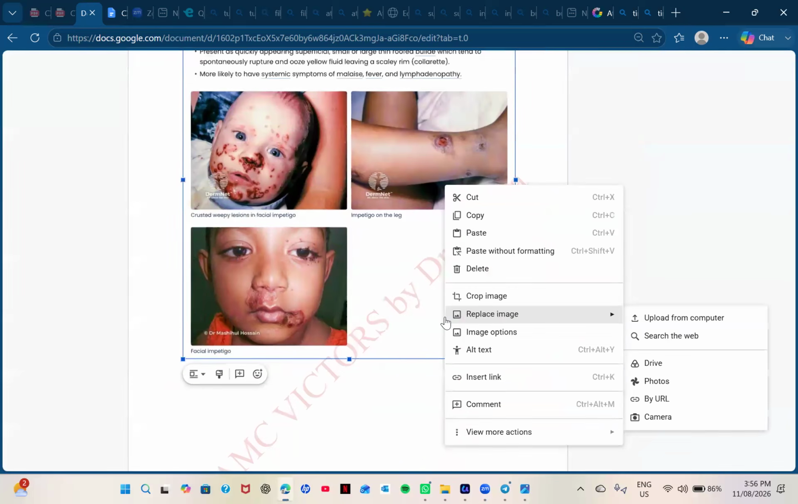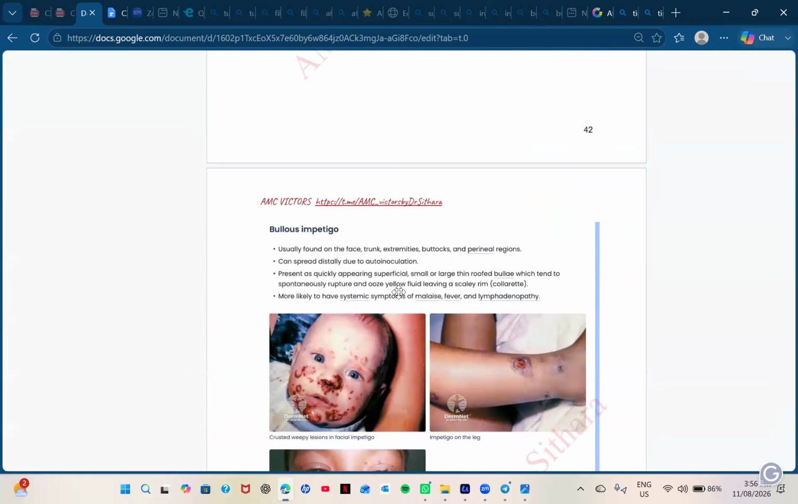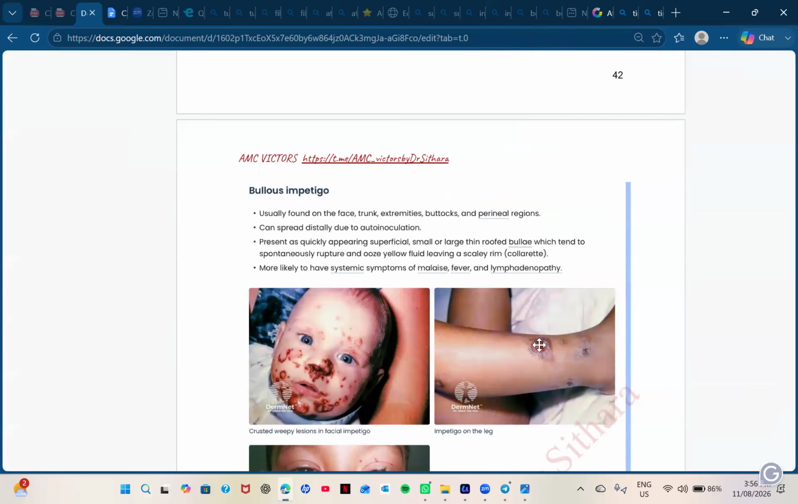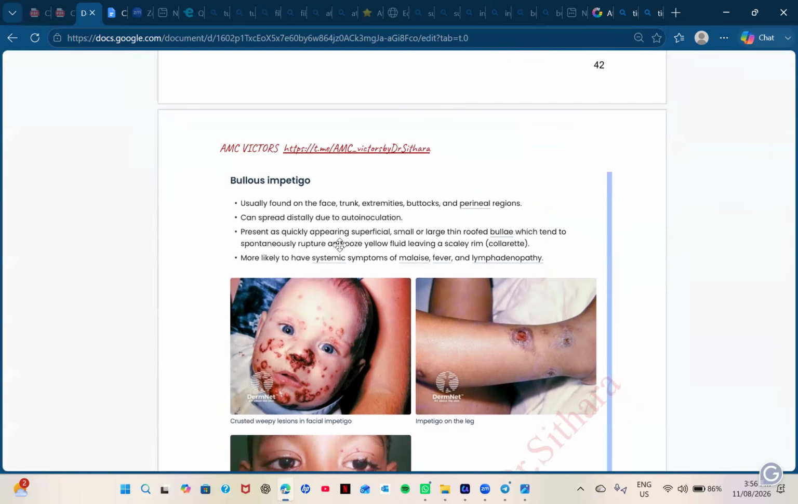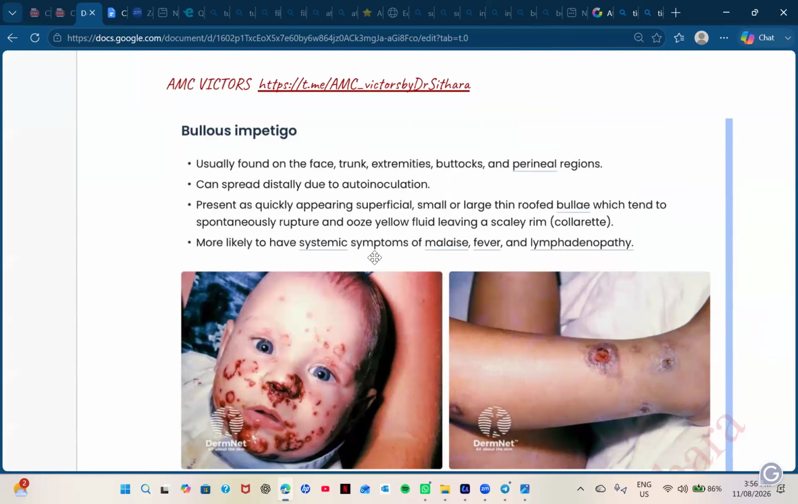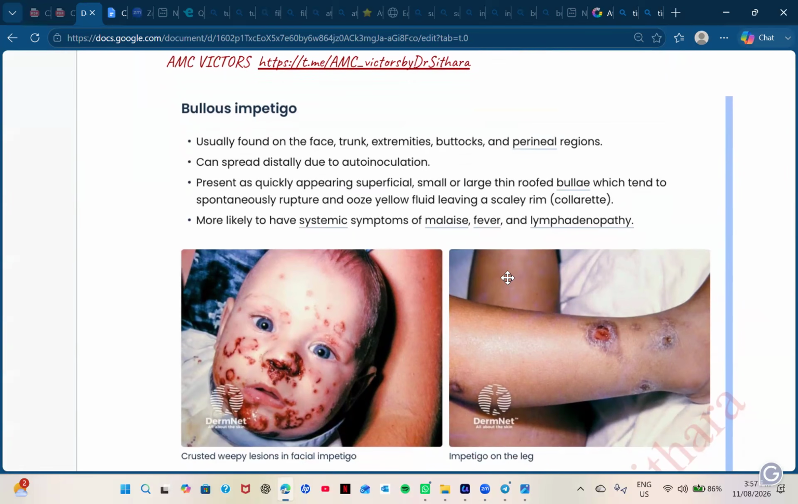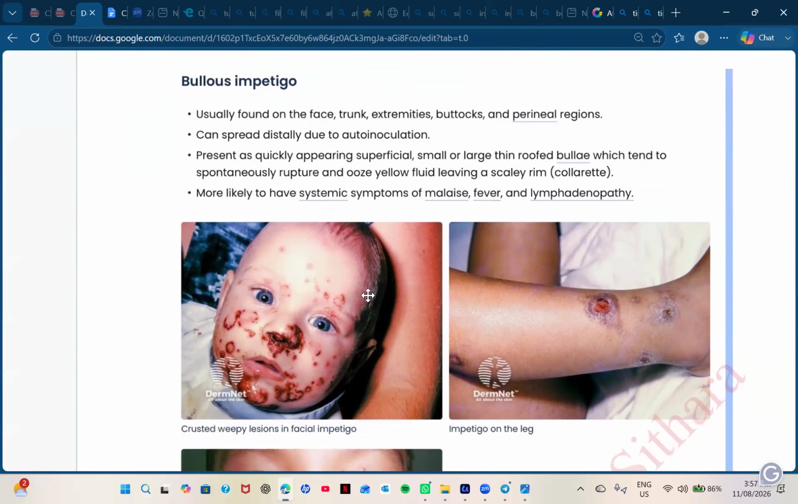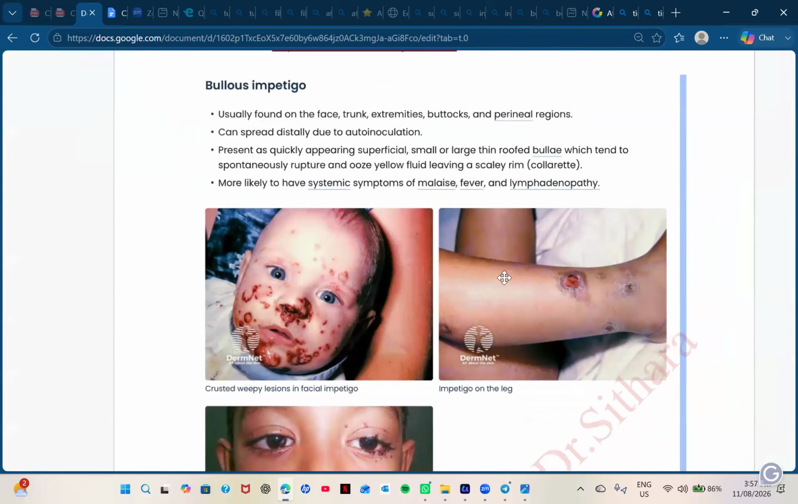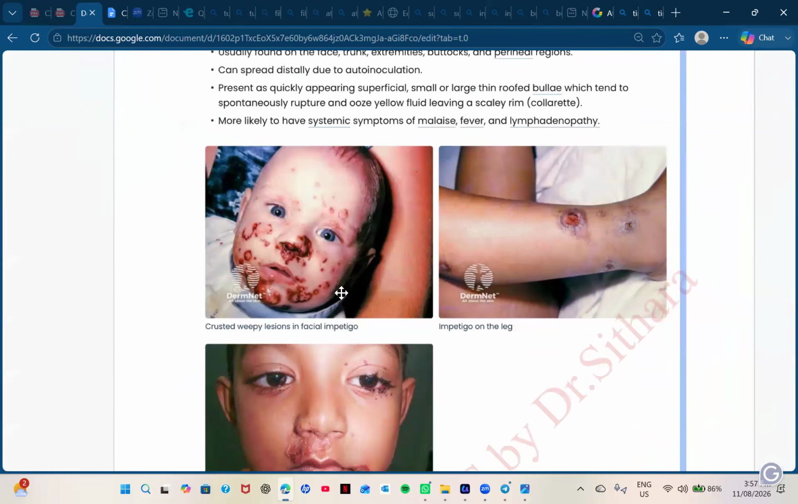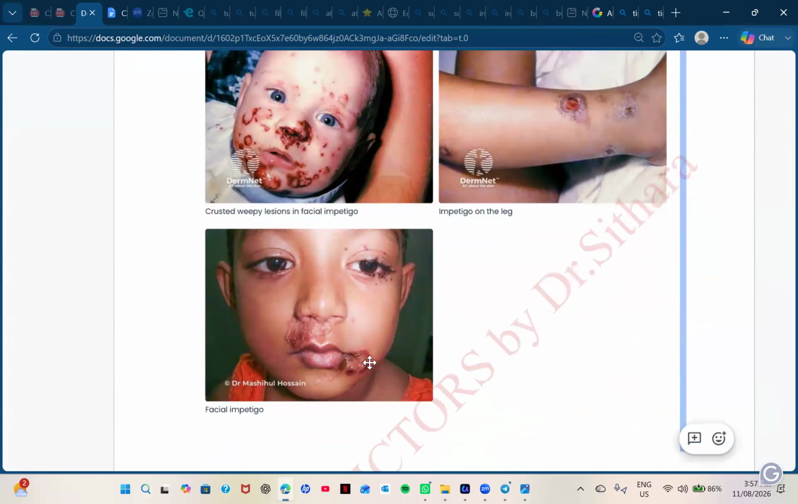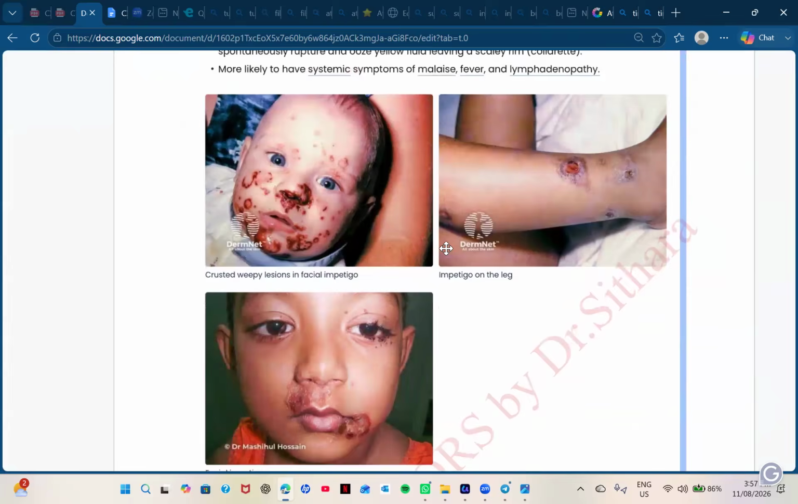Bullous can be associated with skin manifestations such as ulcerations and erythema and kind of deep wounds. Usually found on the face, trunk, and buttock or perianal area. Can spread distally due to autoinoculation. Quickly appear superficial, small or large roofed bulla which tend to rupture spontaneously, and whose yellow fluid leaves a scaly rim, with systemic symptoms: malaise, fever, and lymphadenopathy. Here, crusted erosion. Here, facial impetigo. It's more severe than the non-bullous one, right?